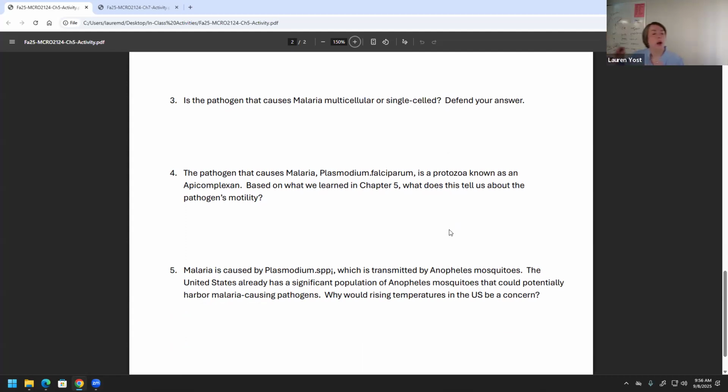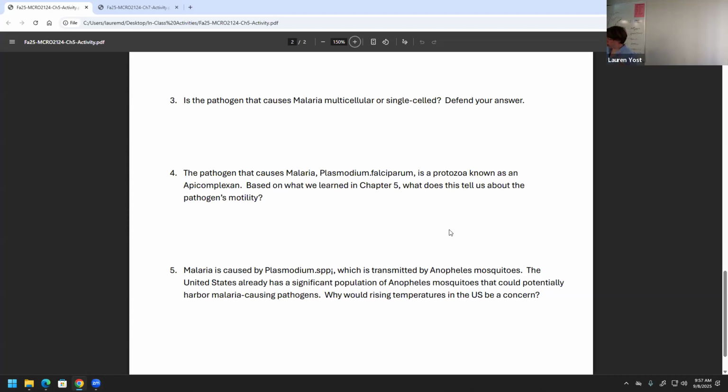Okay. All right, pathogen that causes malaria, Plasmodium falciparum. Please excuse the formatting, because when I wrote it, it was italicized, but then when I turned it into a PDF, it changed the formatting on it. So I apologize for some of that stuff. But it should be italicized. Plasmodium falciparum is a protozoa known as an apicomplexan.